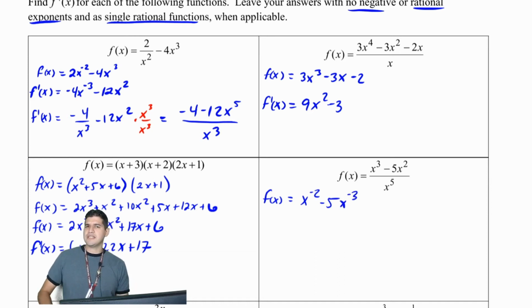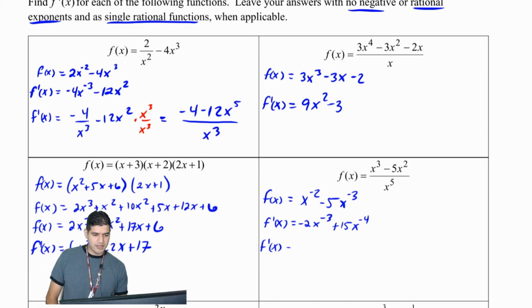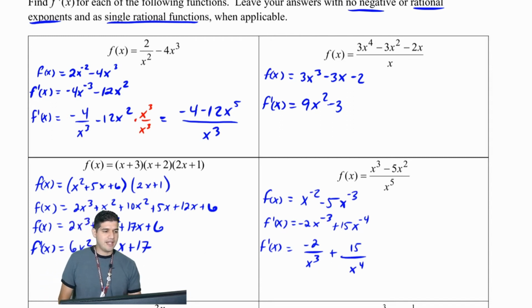All right, so now I'm going to take that derivative, so f prime of x, using my power rule. Bring it down, multiply and subtract 1, plus 15x to the negative fourth. Now I'm going to rewrite this with rational exponents. So negative 2 over x to the positive third plus 15 over x to the positive fourth. And so I have two fractions here, and I want to write them as one fraction.